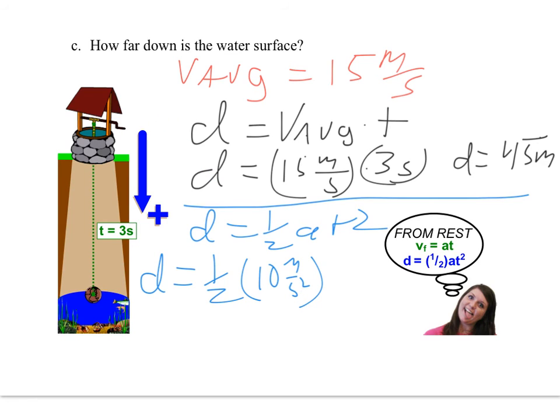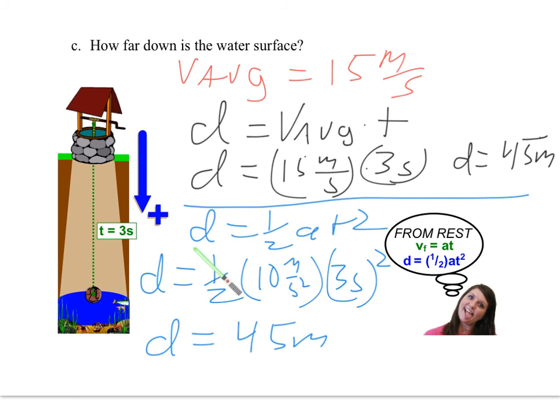All right, that time, it still takes 3 seconds to get there. So look what happens. 3 seconds squared, so 3 times 3, that's 9. 9 times 10 would be 90, but cut that in half, and look what we wind up with. D is equal to 45 meters. The same 45 meters that we calculated by using the average velocity times the time to get the displacement.